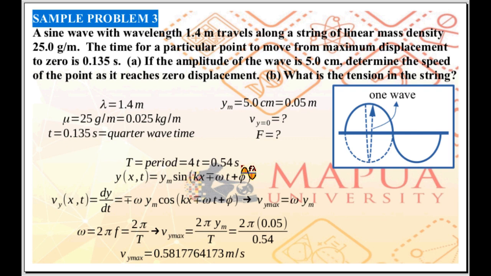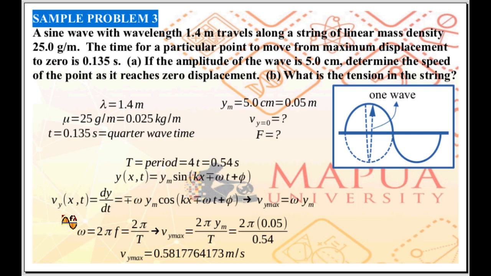We are asked for two things. We are being asked to determine the speed of the point as it reaches equilibrium position, the zero displacement position, as well as the tension in the string. So v at y equal to 0, and F is what we are looking for. We know the period to be 0.54 seconds. This is a sine wave. The position function is just the wave function of the wave. y is equal to ym sine of kx minus plus omega t plus phi, the general equation for a sine wave.